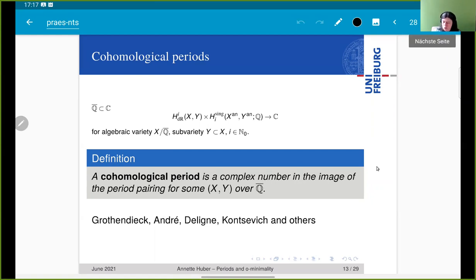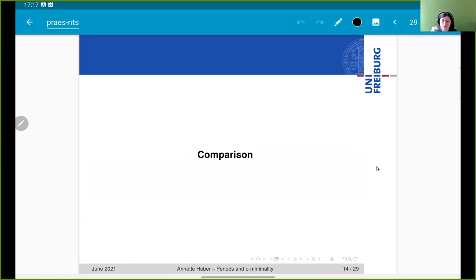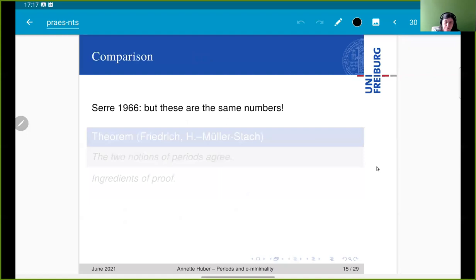So now I've given you two very different definitions. Well, they're not so different. In both cases, you're integrating differential forms or something coming from differential forms over something algebraic. Serre pointed out that these are the same numbers. Well, he did this in the case of elliptic curves and elliptic integrals. So in the very first paper, when Grothendieck defined algebraic de Rham cohomology and the period isomorphism, he also had these numbers coming up in the period matrix of cohomology of elliptic curves. And it's a remark in Grothendieck's paper, Serre told him that these are the same numbers that people in transcendence theory are looking at. These are elliptic periods.